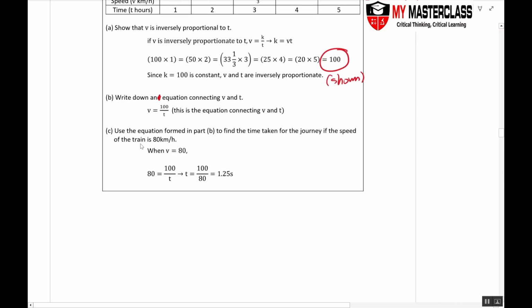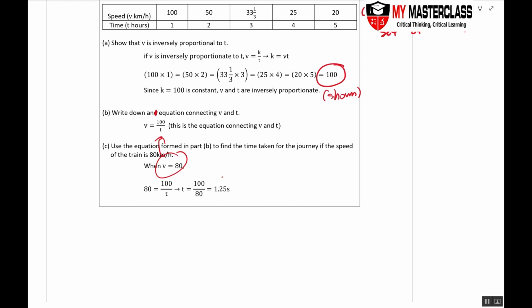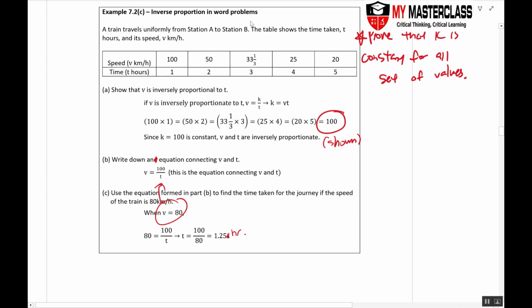Sub V equals 80 back into the equation I formed in part B, and solve for T to be 1.25. There is a typo as well: because this speed is in kilometers per hour, this should be hours, not seconds. So that is for your inverse proportion in word problems.